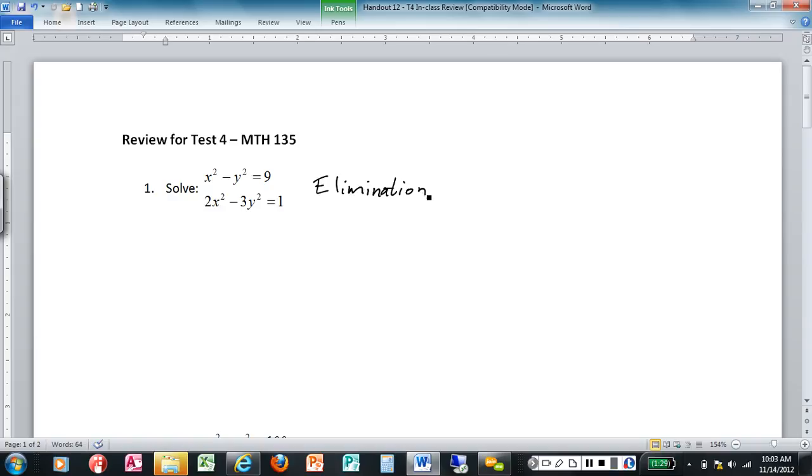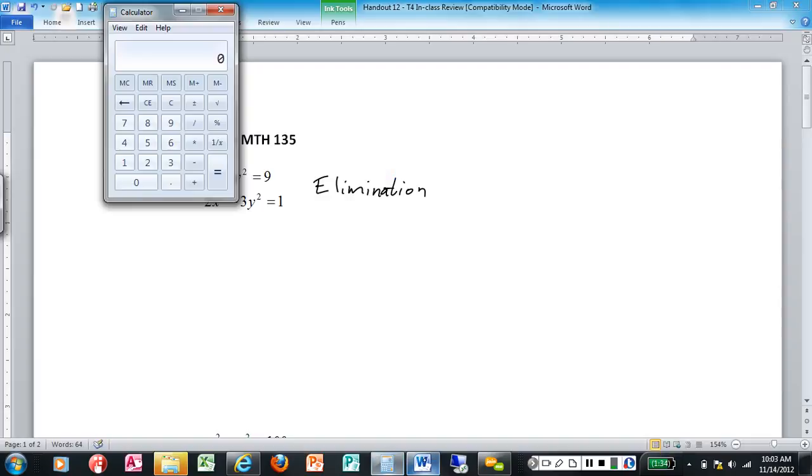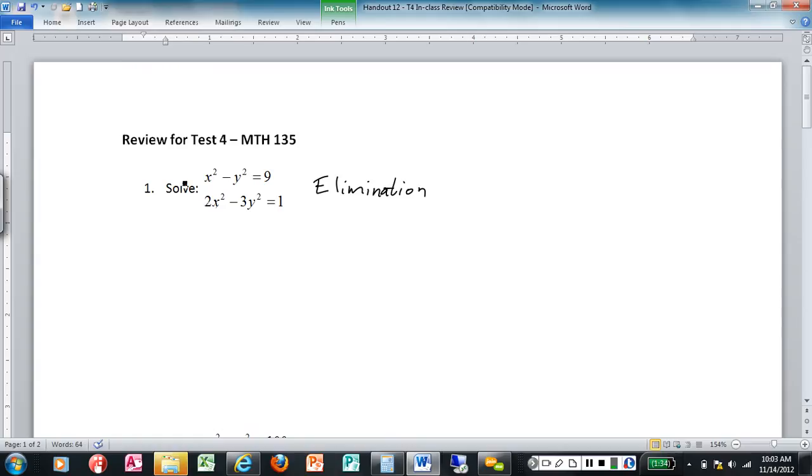And either one, basically, I think the x squareds look more promising. All I'd have to do to eliminate the x squareds would be multiply by -2 on top. So multiply by my -2, I'm just going to do it this way. So that'll give me a -2x squared on top plus 2y squared equals -18. And then the bottom would be 2x squared minus 3y squared equals 1. Stays the same because that will eliminate my x squareds.